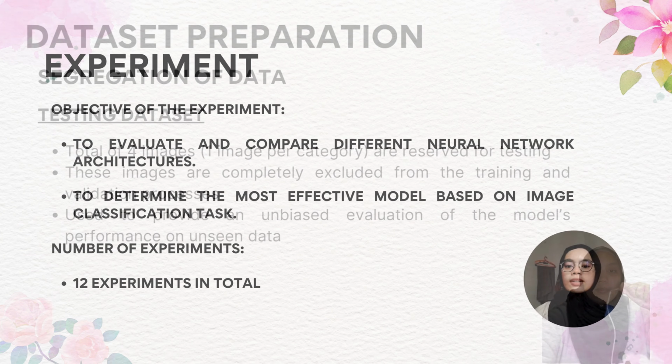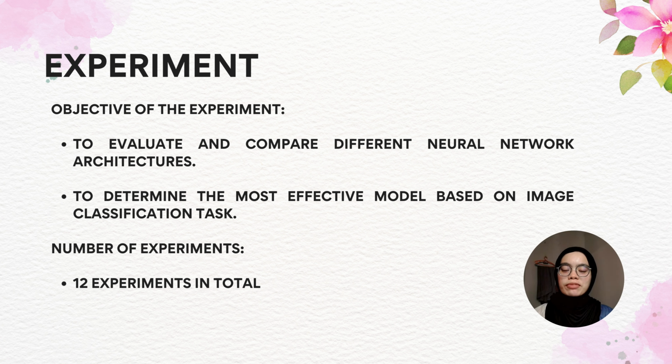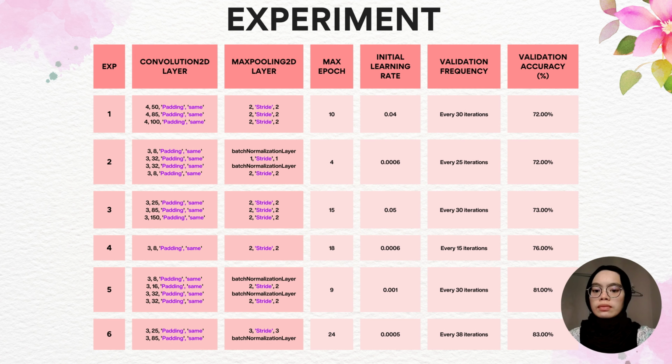Thank you. Moving on to the experiment phase. So, what is the objective of the experiments? The objective of the experiments is to evaluate and compare different neural network architectures and to determine the most effective model based on image classification tasks. We have done about 12 experiments, and let's move on to the experiment explanation.